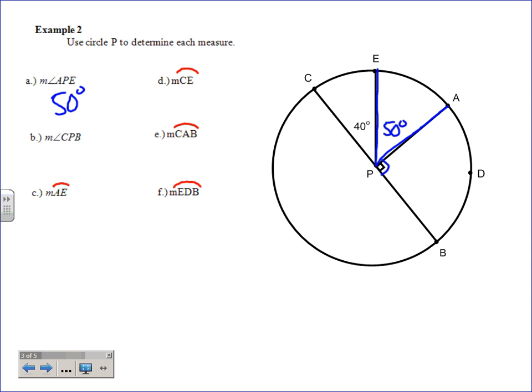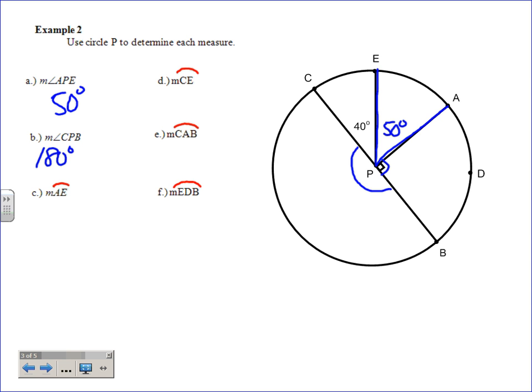Letter B, we actually go down. It says CPB. All right, well, CPB, you can go either way. There's more room over here for me to write it, so I'll write it over there. And that must be 180 degrees. Okay. So letter C, is that asking for the arc length or the measure of the central angle that created the arc? All it's asking for is the central angle.